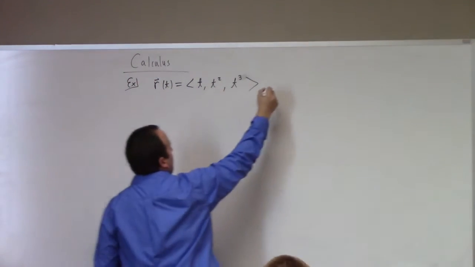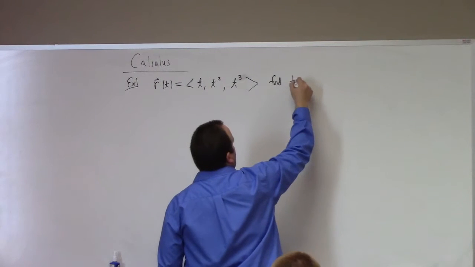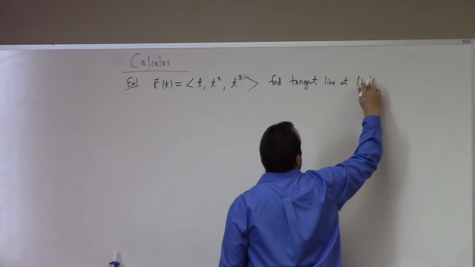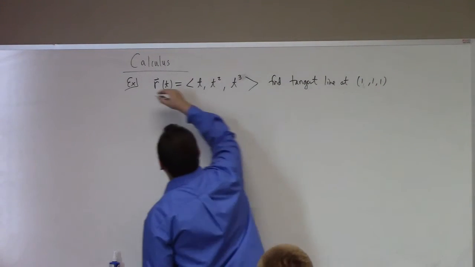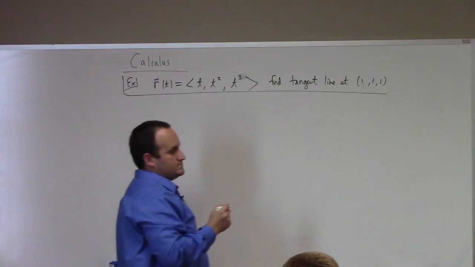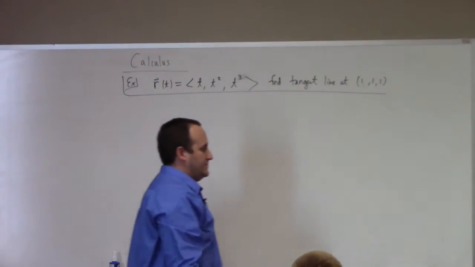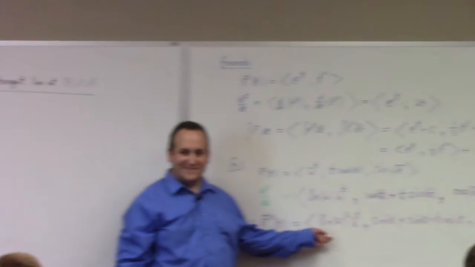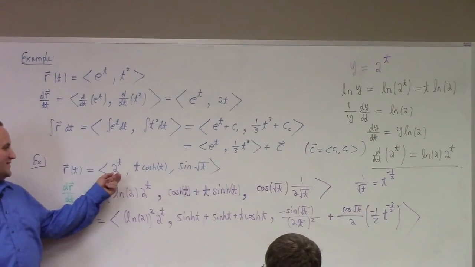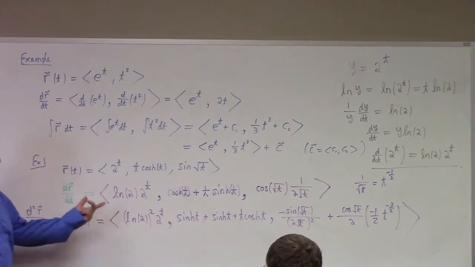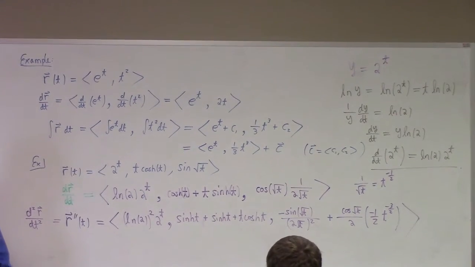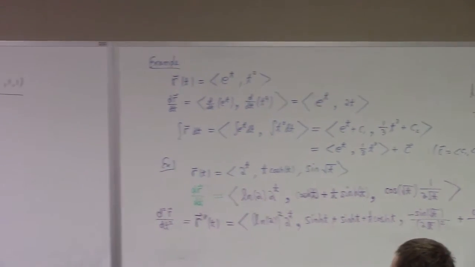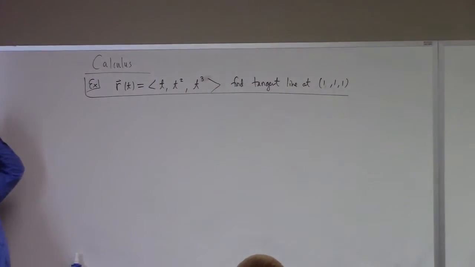And what I want to do is find the tangent line at 1, 1, 1. Oh, I forgot to, the point of this monstrosity is that's the acceleration. It's the acceleration of this, if this is the position of something. So you multiply that by mass, that gives you the net force which is on that thing. Okay, there it is. So how do we find the tangent line?